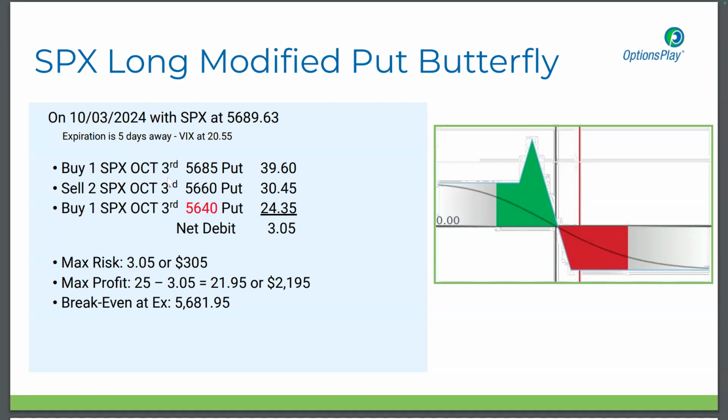So here we go. Buy one SPX October 9th expiration 5685 put. That was trading at these prices, and the prices matter. So I didn't just say this is the net debit. But if we put this trade on, this is a modified put butterfly. This is the profit and loss graph that we're talking about. How did we modify it?